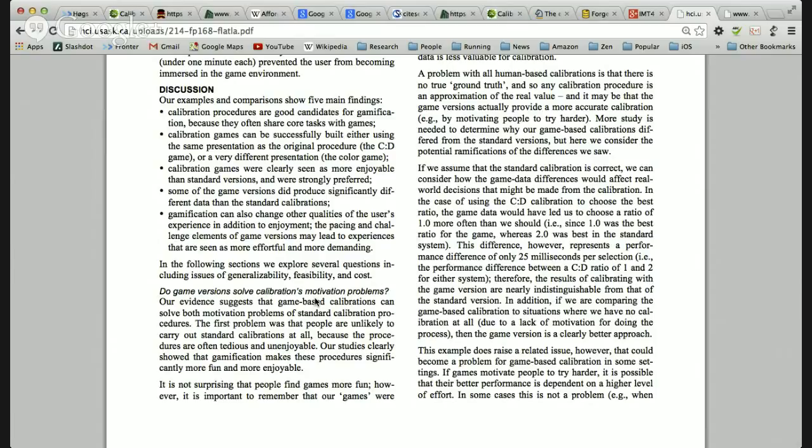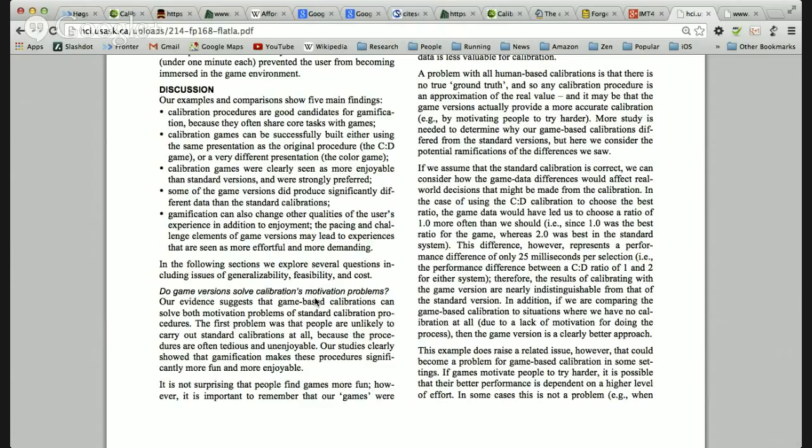And yeah, like I said, it's not surprising because people generally like games better than just a standard calibration, but it's also important to remember that it wasn't really that much of a game. It was just adding some scores, some fancy graphics and some sounds, and with just that little effort, people still find it a lot more enjoyable.